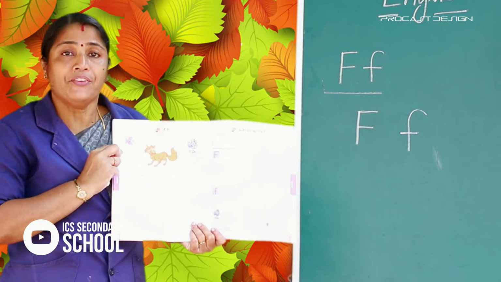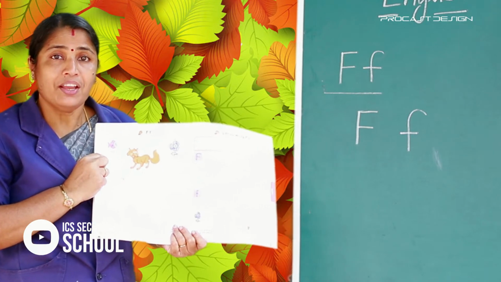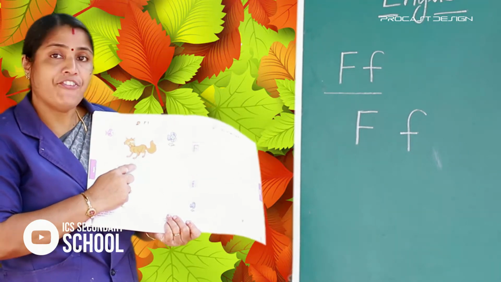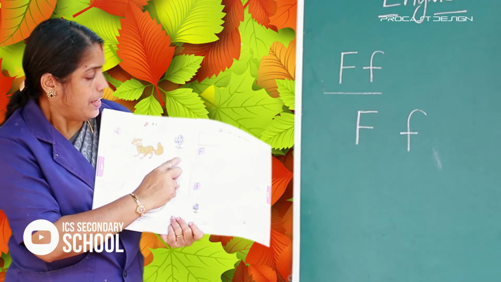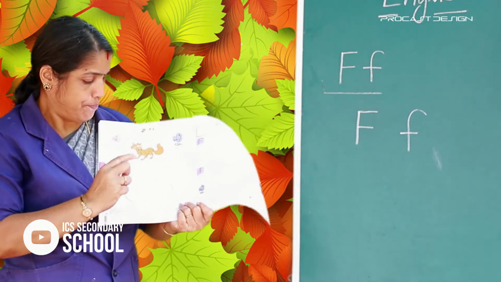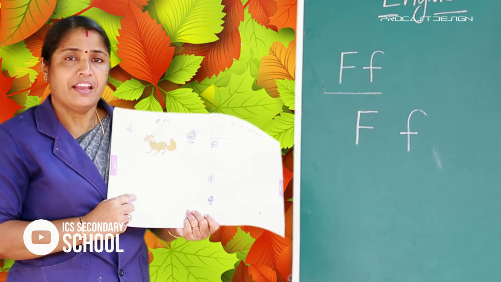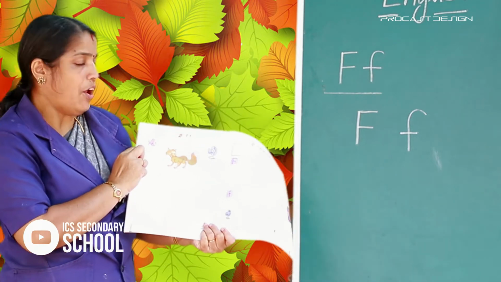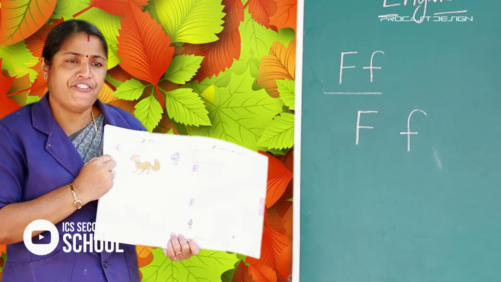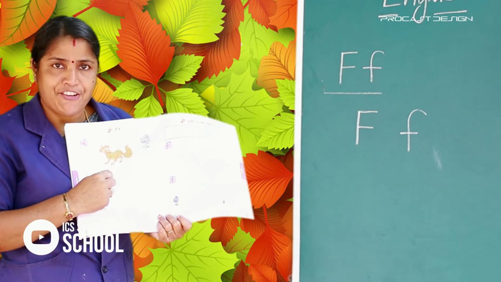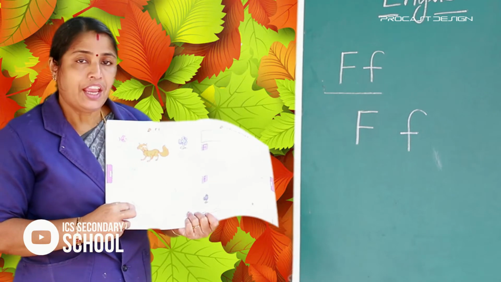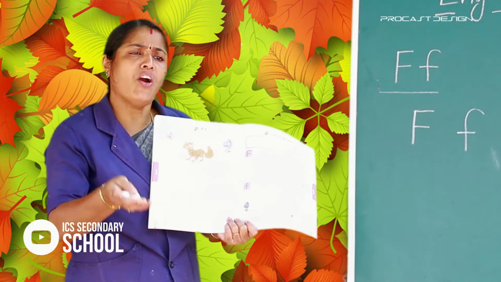F for fish. F for fox. F for fan. F for fig. All of you loudly say F for fish. Loudly say F for fish. F for fox. F for fan. F for fig. All of you loudly say.